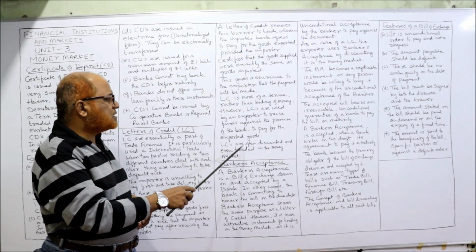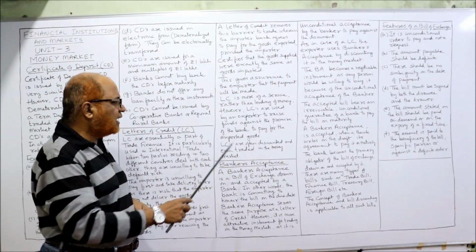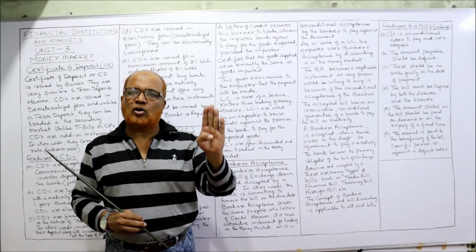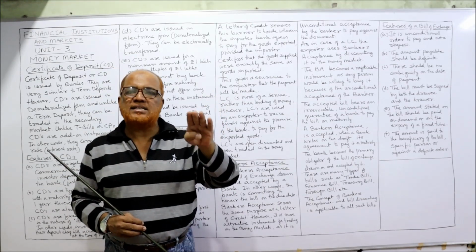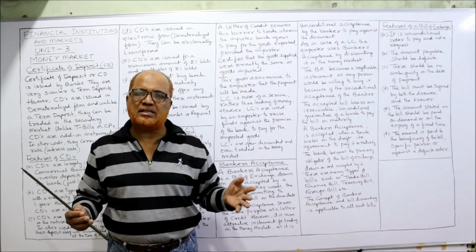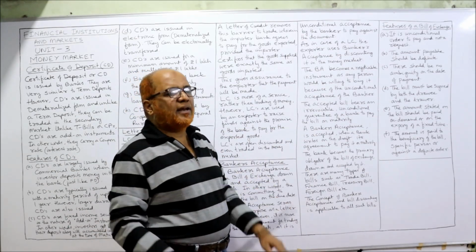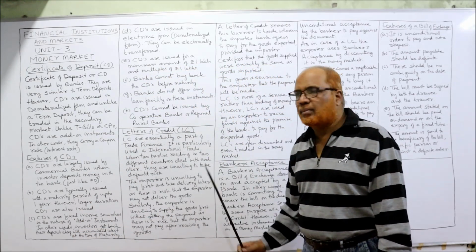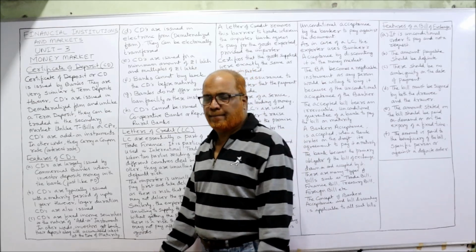So here, LCs are often discounted and even traded in the money market. Just now I told you that this LC document can be used as an instrument in the money market for borrowing and lending. That's it. So I have explained to you about the certificate of deposit. I have explained about the LC. Remember, LC is very, very important.